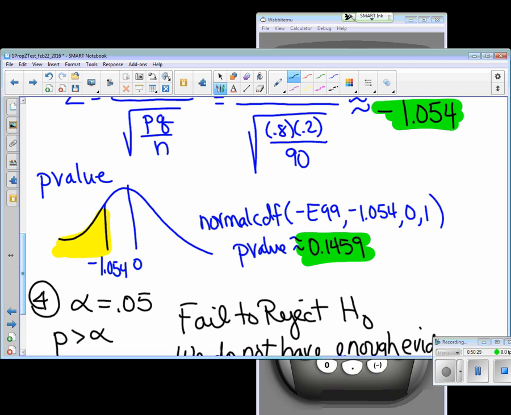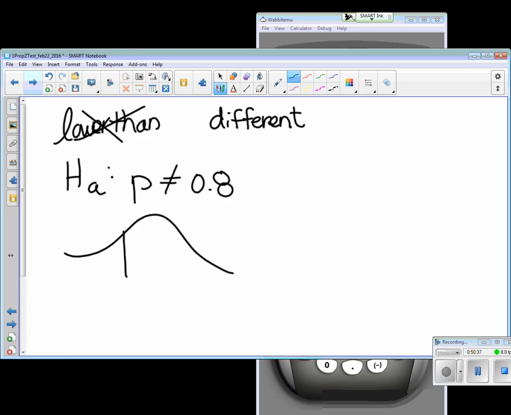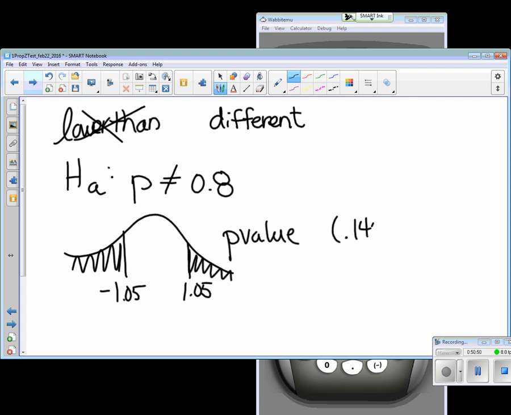The only thing that changes from here on out is the p-value. If it's not equal to, that means it's not less than, nor is it greater than. So when I do a two-tailed test, it's going to look like this. Notice the symmetry. If it's negative, it becomes positive. How would I take my p-value? It was 0.1458. That was just the less than. If it's a two-tailed test, what would I do to that p-value? Multiply it by 2.